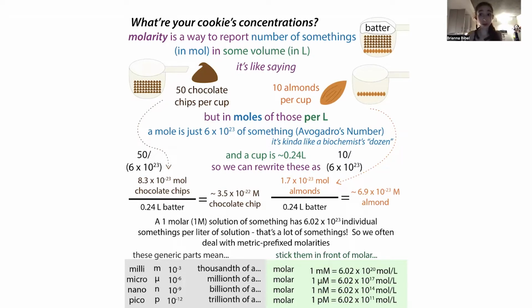So that's mole. Molarity is going to be moles per liter. And so when we talk about a 1 molar solution, that would be 1 mole per liter.